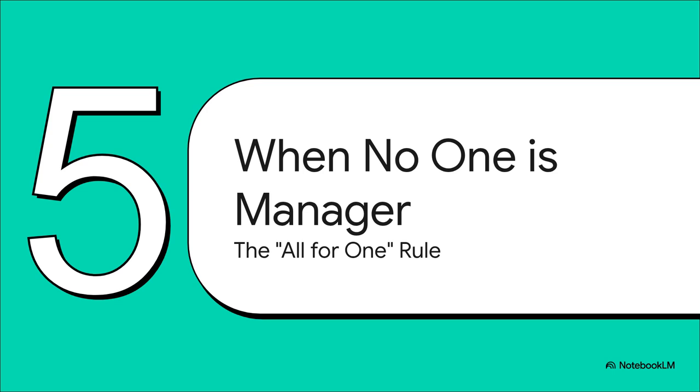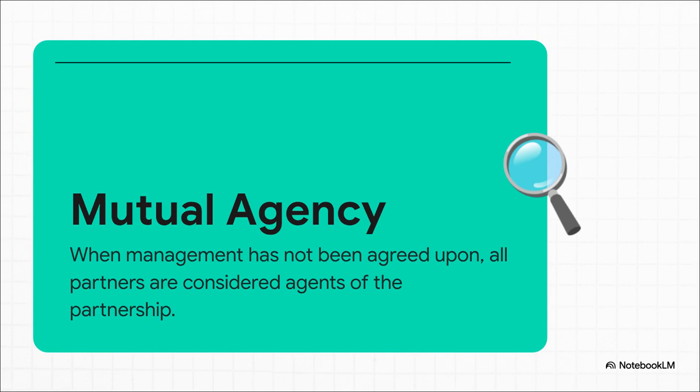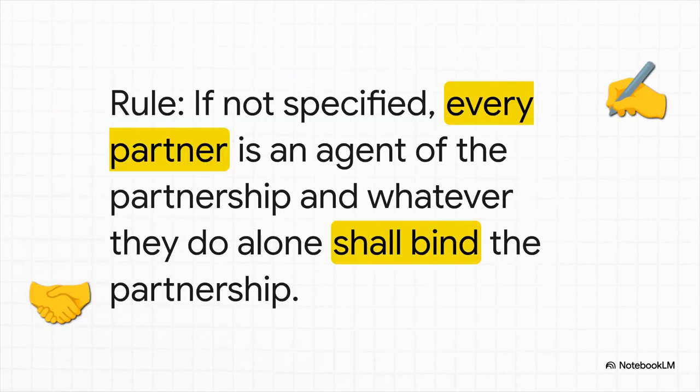Okay, last management scenario. What happens when no one is officially the manager? Like, they just started the business and never bothered to appoint anyone. Who's in charge then? This brings us to a super important legal principle called mutual agency. Basically, this is the law's default setting. If the partners don't pick a manager, the law picks one for them. Or rather, it picks all of them. Yeah, you heard me right. The rule is every partner is an agent of the partnership. So if nobody was appointed manager, guess what? Everyone is a manager. Any partner can go out and sign a contract that binds the entire company. It's kind of like all for one, which sounds great, but it can also be a recipe for total chaos if you're not all on the same page.